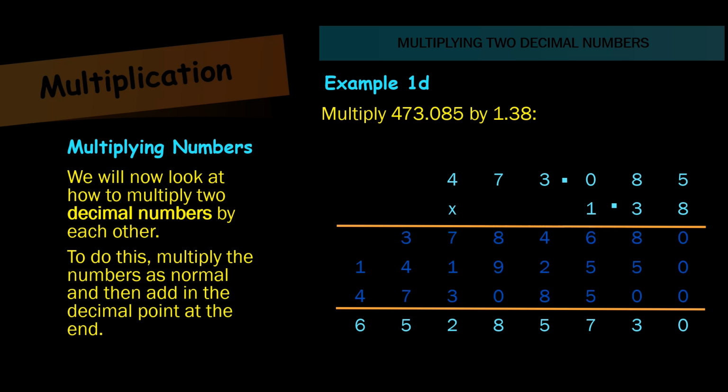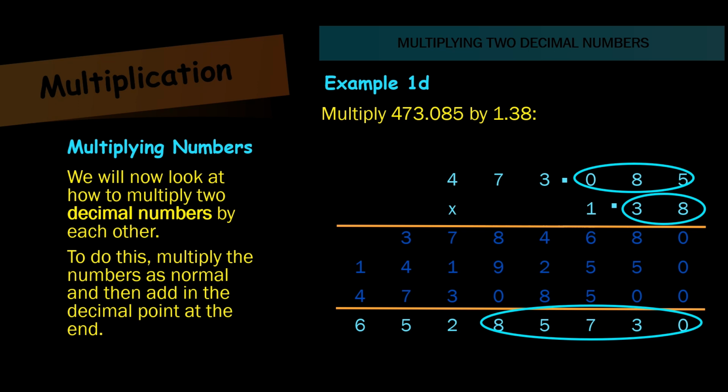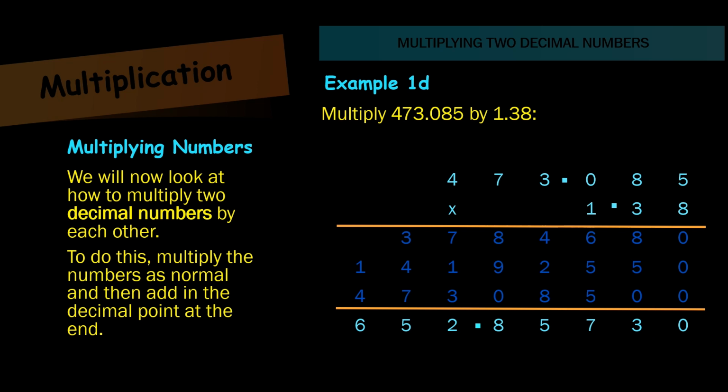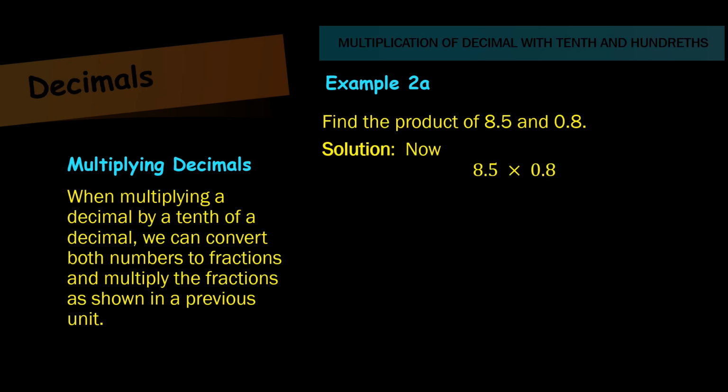Since there are 3 places after our first decimal number and 2 places after our second decimal number, then we can add these 2 decimal places and in our final answer position the decimal point so that the answer is to 5 decimal places. To give us 652.85730.